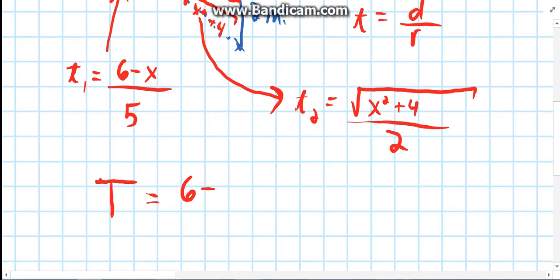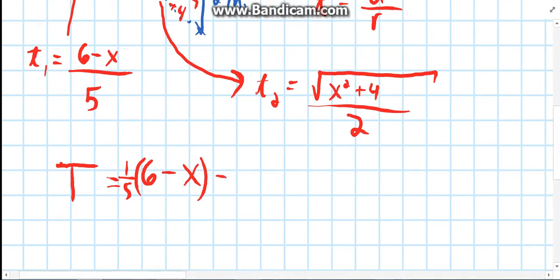Okay, 6 minus x divided by 5 is the same thing as just multiplying that by 1/5. Rather than make it a fraction, because sometimes you guys want to do the quotient rule when you don't need to, write it like that. And then this one is going to be plus 1/2 times that square root.